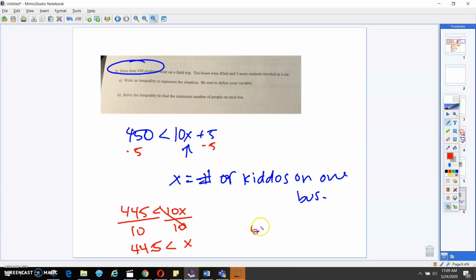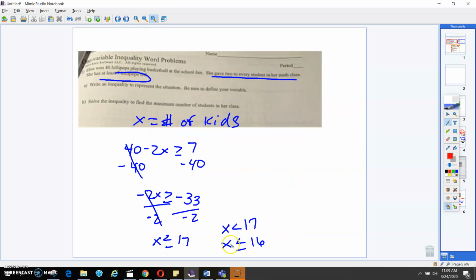There's a rounding up. It's going to be the minimum number of people. x could be bigger than 45, but it's got to have 45 people on the bus in order to hit this. Cool? So if it says minimum, you're going to round up. If it says maximum, you're going to round down. That's why on the last one, technically the true answer is 16. It's actually this guy right here.